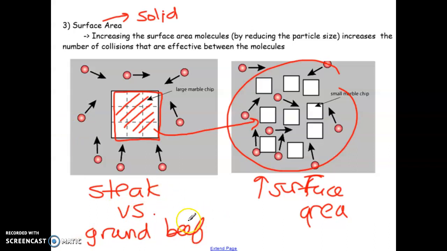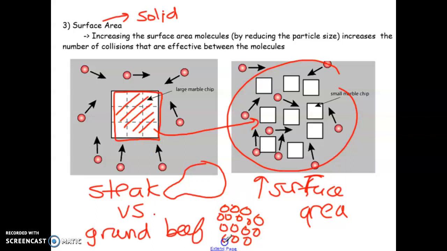Okay, so they're made up of the same thing, except with steak you have a big chunk of it. The only part that's being cooked is the outside part, right? It takes longer to cook the inside because heat can only be exposed to the outside surface. Whereas ground beef is essentially little pieces. So it's like you took the steak and ground it into smaller chunks.